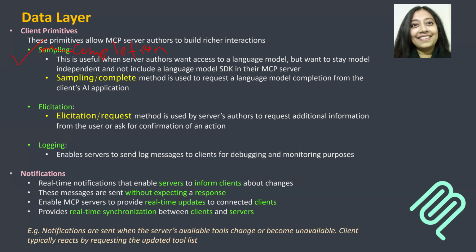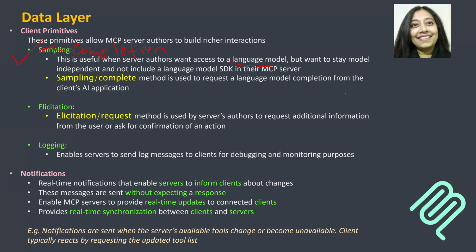Now, when is this sampling used? This is useful when server authors want to access a language model, but they want to stay model agnostic so that they don't have to include the language model's SDK in their server.